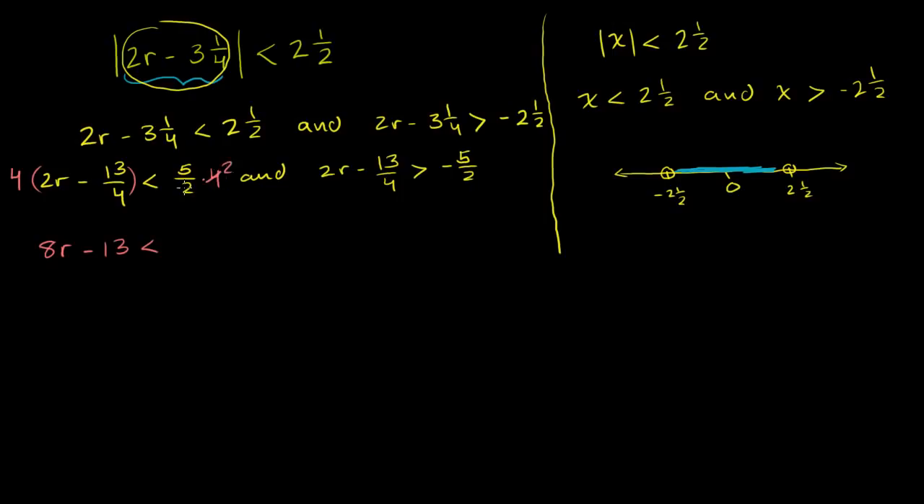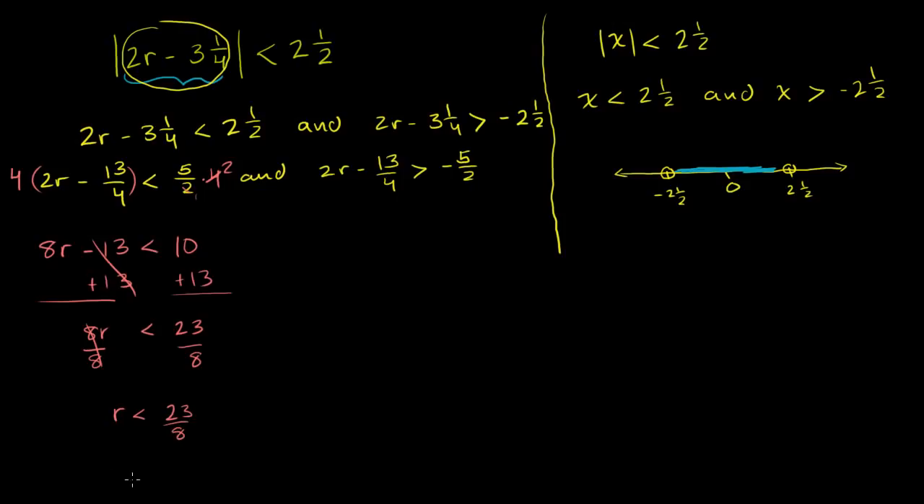It becomes, you get a 2 and a 1, it's 10. So you get 8r minus 13 is less than 10. Now we can add 13 to both sides of this equation so that we get rid of it on the left-hand side. Add 13 to both sides, and we get 8r, these guys cancel out, is less than 23. And then we divide both sides by 8. Once again, we didn't have to worry about the inequality because we're dividing by a positive number. And we get r is less than 23 over 8.